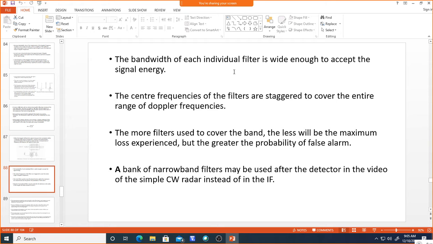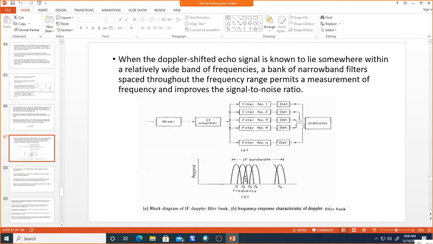Now each individual filter has a bandwidth which is enough to accept the signal energy, the echo signal which is coming. Each individual filter has sufficient bandwidth to accept this energy, and the center frequencies of these filters are staggered to cover the entire range of Doppler frequencies. That means they are placed side by side, with the center frequencies set in such a way that the 3 dB bandwidth of the complete filter bank covers the wide range of Doppler frequencies which are detected.